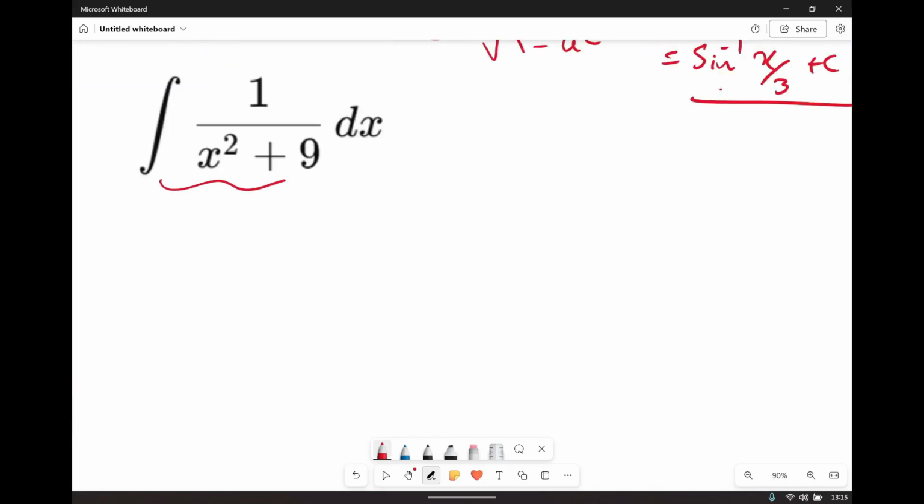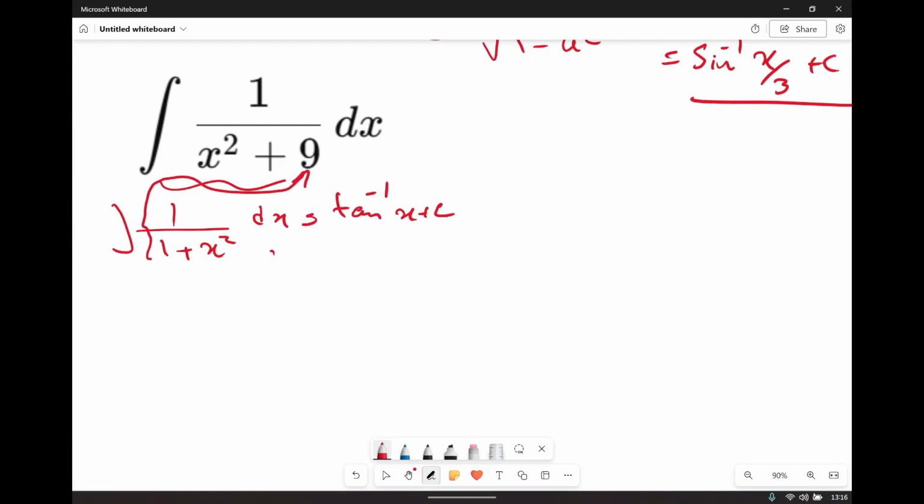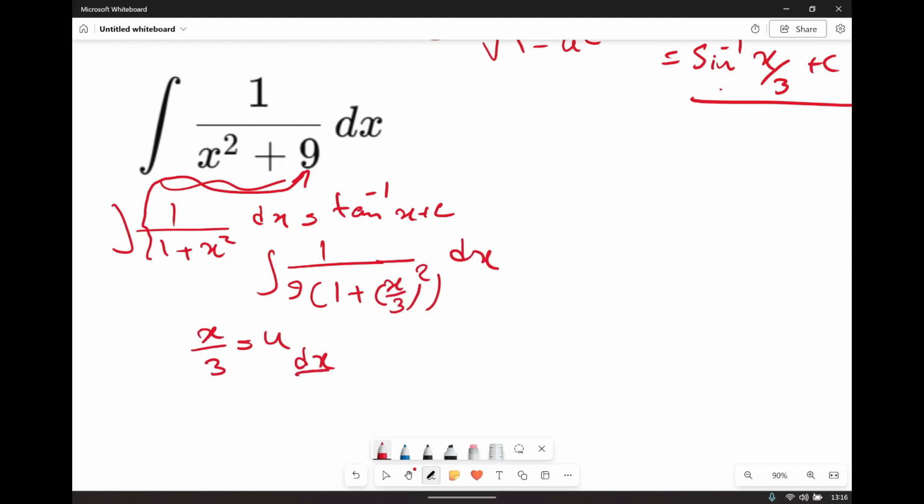Okay guys, what about this? The procedure is the same. We know the integral of 1 divided by 1 plus x squared dx is tangent inverse x plus c, but here it is not 1, it is 9. How must we calculate this? We just factor 9 out of the denominator, so the integral is 1 divided by 9 times (1 + (x/3)^2) dx. Now if I put x/3 as u, dx/3 is du, and therefore dx is exactly 3 du.